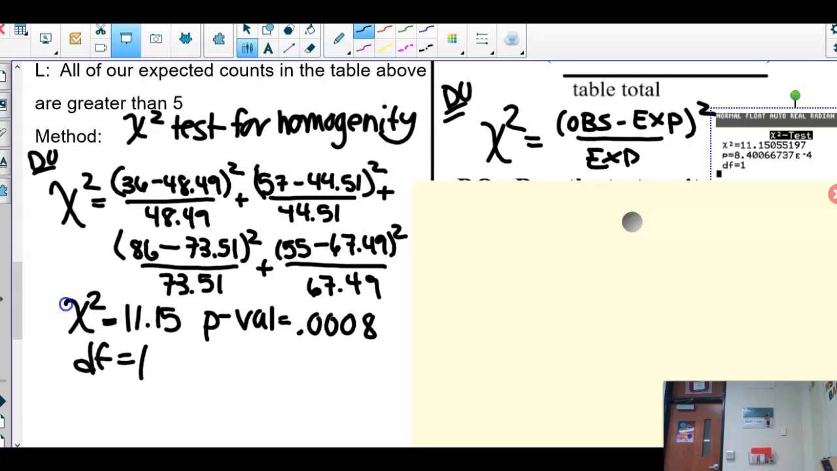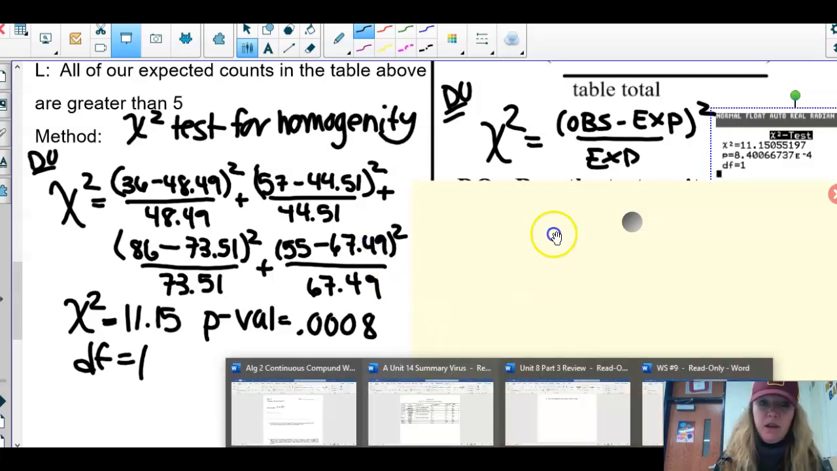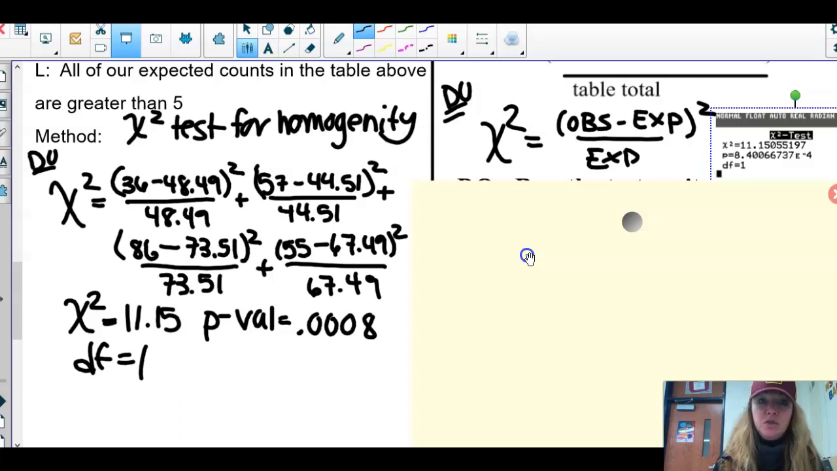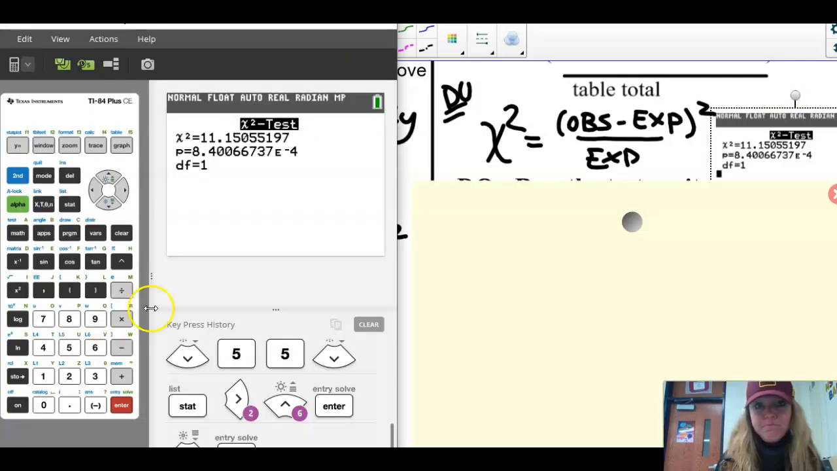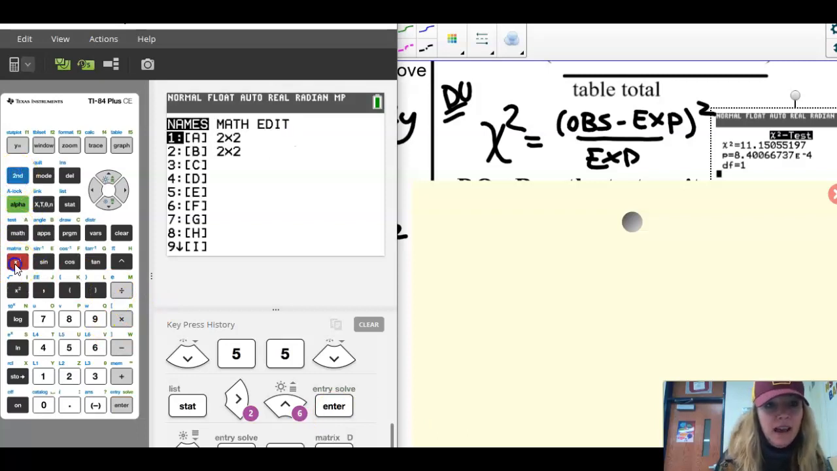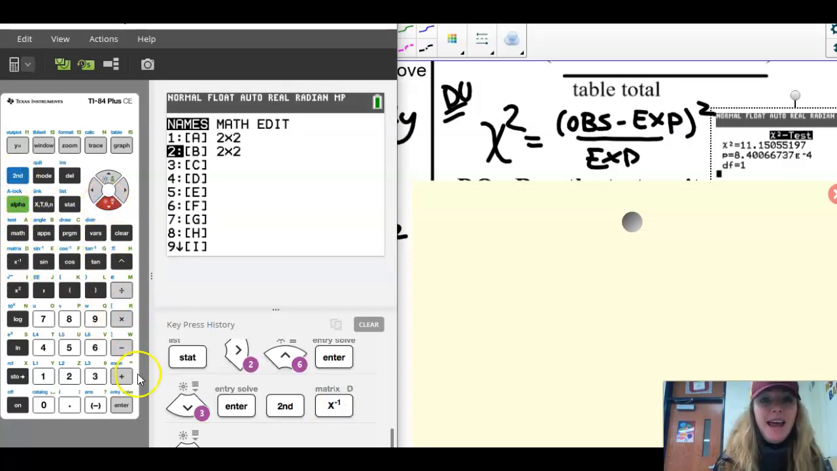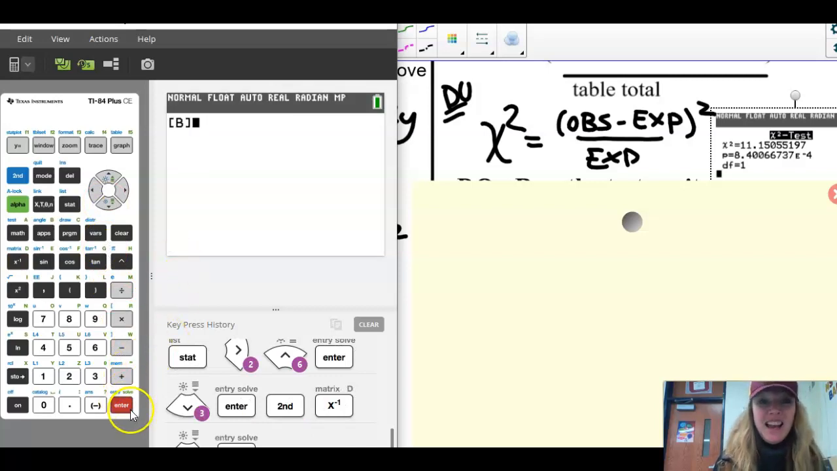And now we can conclude. Let's write some things over on the do side though. So like I said, I want to be clear here. I don't need to calculate these expected values by hand. Why? Let me show you something on the calculator now. If this was me and I was doing this on a test, I would go ahead and I would enter everything in my calculator and I would run the chi-square test just like we did. And then what I would do next is I would go to second x to the negative 1 and I would hit enter on B and I'd hit enter again.